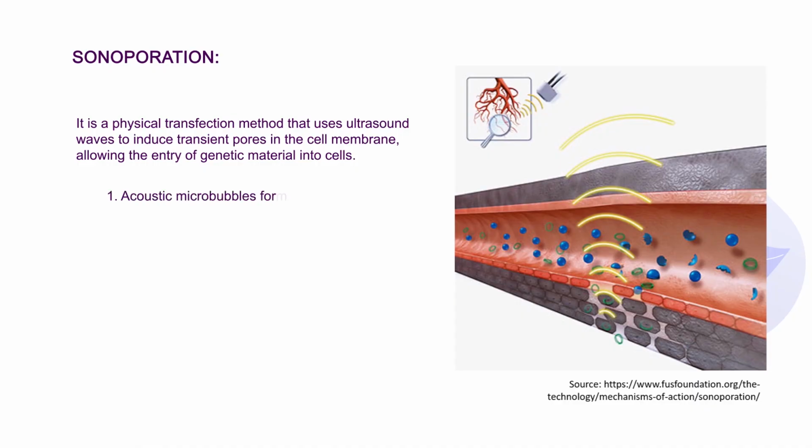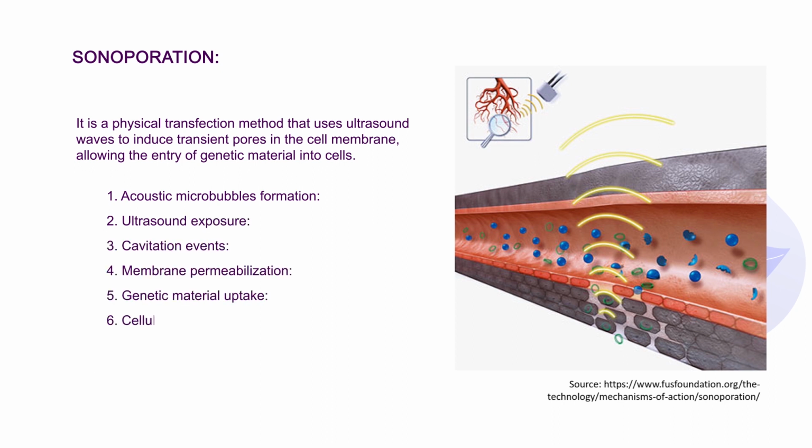The next method is known as sonoporation, which uses ultrasound waves to induce transient pores in the cell membrane, allowing the entry of genetic material into the cells. It involves application of ultrasound waves at a specific frequency and intensity to achieve membrane permeabilization. Sonoporation works on the basis of different steps like acoustic microbubble formation, ultrasound exposure, cavitation events, membrane permeabilization, genetic material uptake, cellular response and analysis.